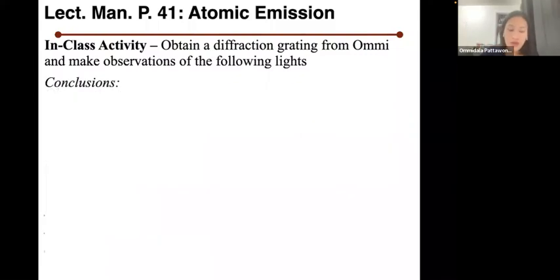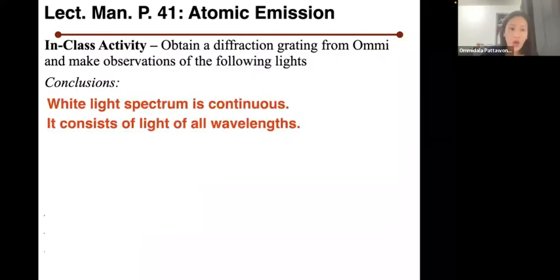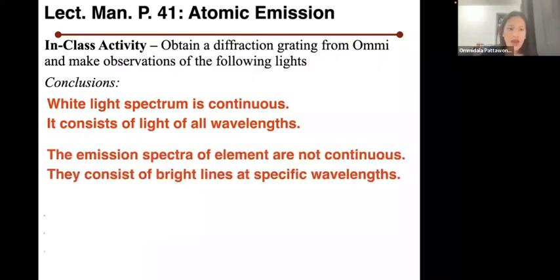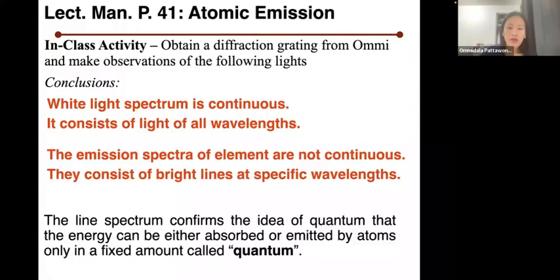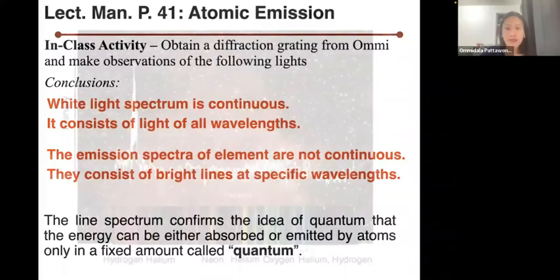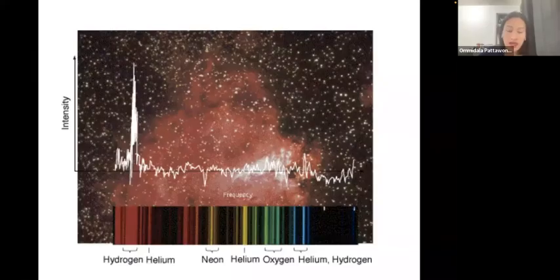The conclusions that we can draw from these observations are that the white light spectrum is continuous. It consists of light of all wavelengths. And the emission spectra of the elements are not continuous. They consist of bright lines at specific wavelengths. The line spectrum confirms the idea of quantum, that energy can be either absorbed or emitted by atoms only in a fixed amount called a quantum. And the emission spectra of elements can also help scientists determine the composition of nebulae in space, because each element will produce specific spectra that are different from one another.